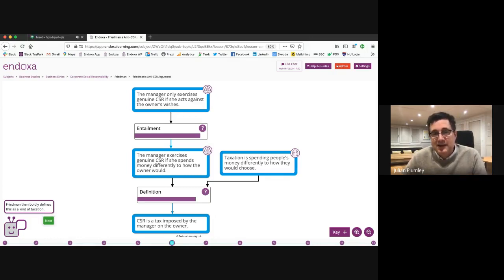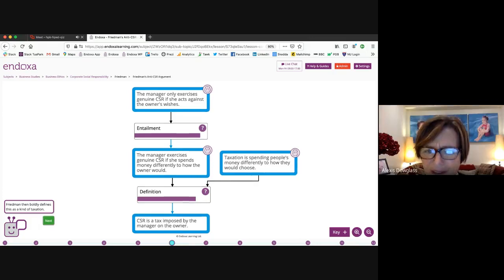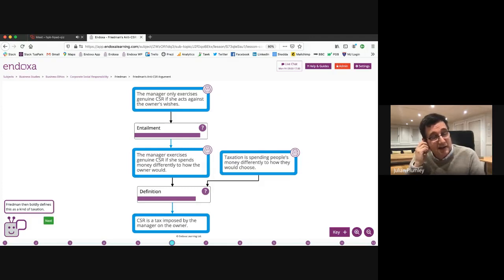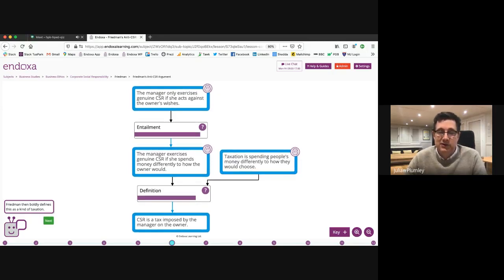So using that as a definition of taxation, that means that CSR, as long as it's genuine, is a tax imposed by the manager on the owner. Which is a very controversial thing to say. Yes, but I mean, this is exactly his point, is that if a manager does things that is not required or wanted by the owner or by the law, they're effectively taxing the owner in order to achieve some other objective, some kind of social improvement.